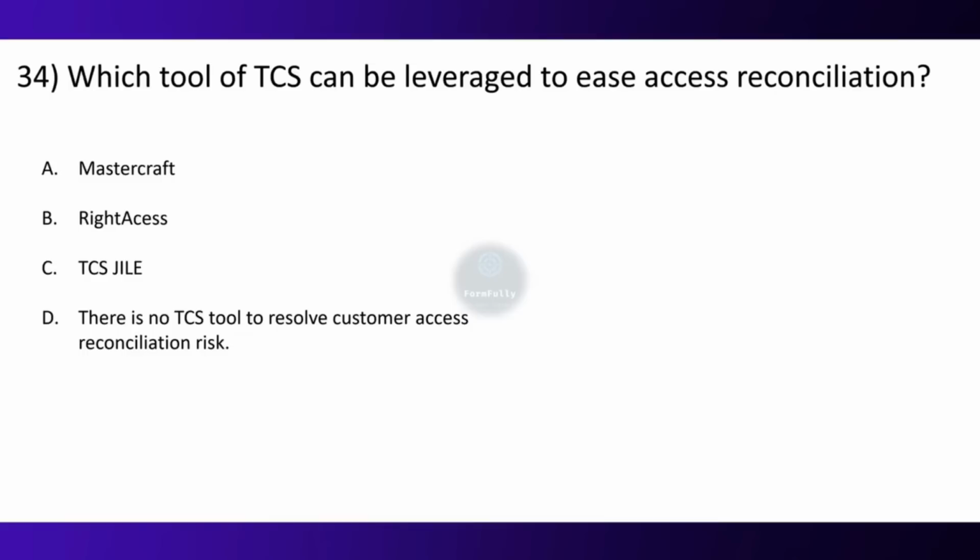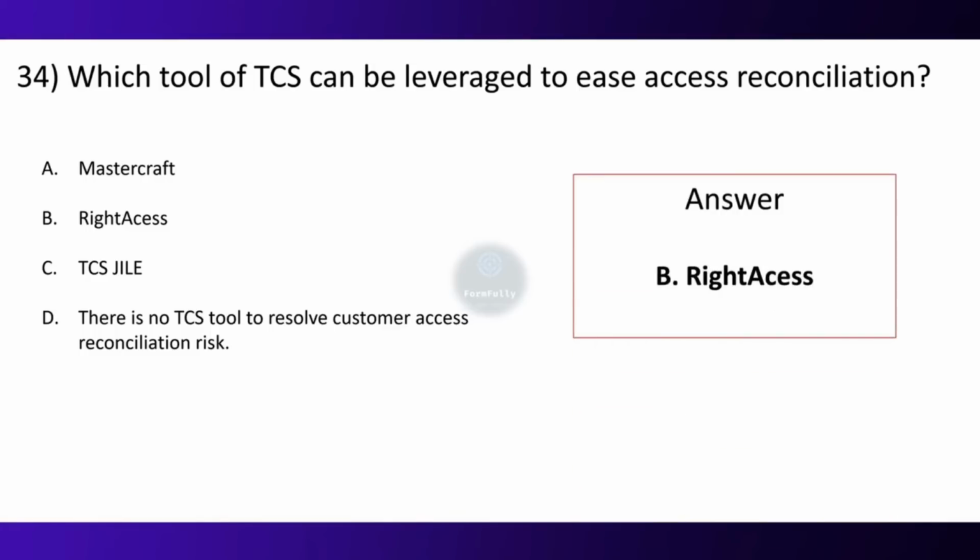Question 34. Which tool of TCS can be leveraged to ease access reconciliation? Option A, Mastercraft. B, Right Access. C, TCS Relay. D, there is no TCS tool to resolve customer access reconciliation risk. And the correct option is B, Right Access.